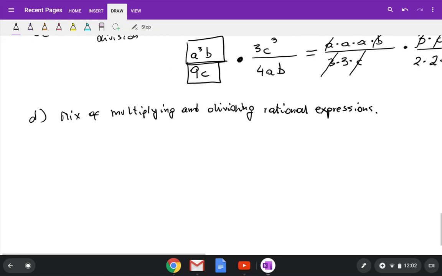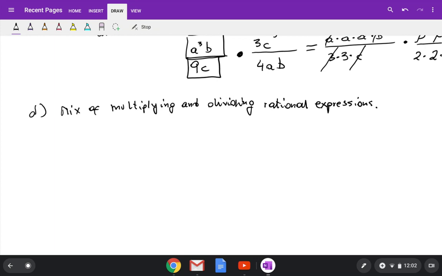Okay, so let me show you one example. V over v plus 2 divided by 5v squared over v squared minus 4 times v over 10. So a couple things about this one. You see, you have two operations, division and multiplication. Which one to do first?